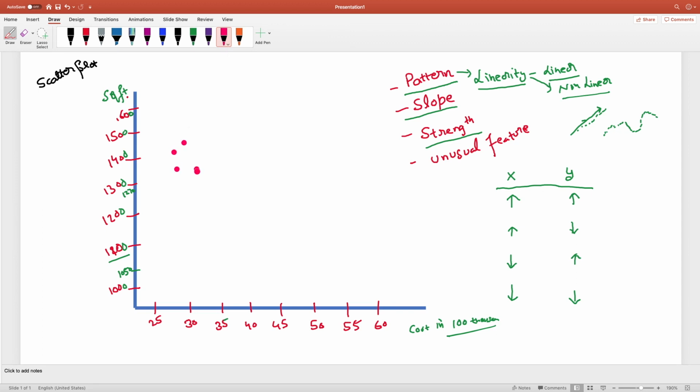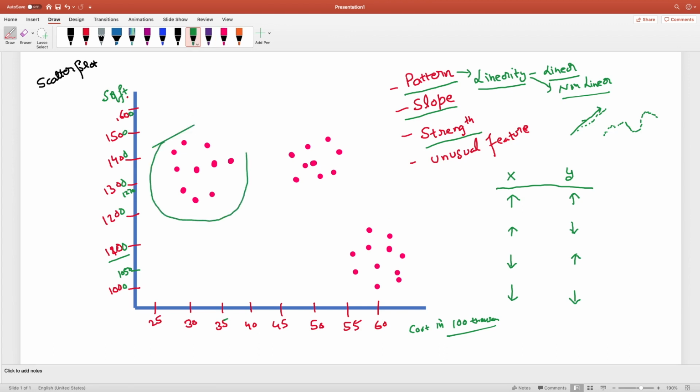So you have some groups of relationship over here, then you have another relationship over here, right? And then you have another relationship over here. This is not at all correlated data, which means that x and y are not related to each other. However, they are forming a cluster kind of thing. So you will also say that this is a very unusual kind of thing.